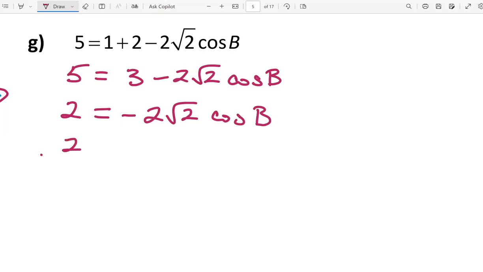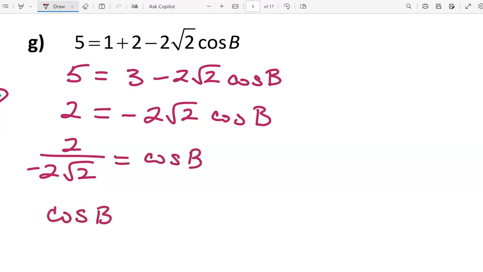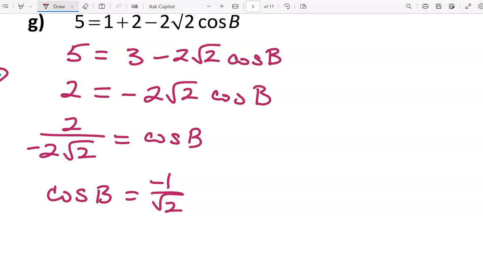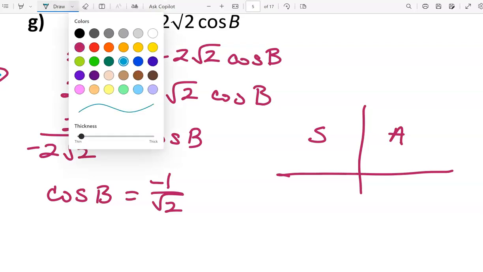And then divide through by negative 2 times the square root of 2. And that gives us cosine of angle B is equal to negative 1 over the square root of 2. I'm not going to rationalize that because I think it will be easier in unrationalized form to draw our reference triangle. If we are looking for an angle that's between 0 and 180, we're only looking in quadrants 1 and 2. And if cosine is negative, that must be a quadrant 2 angle.